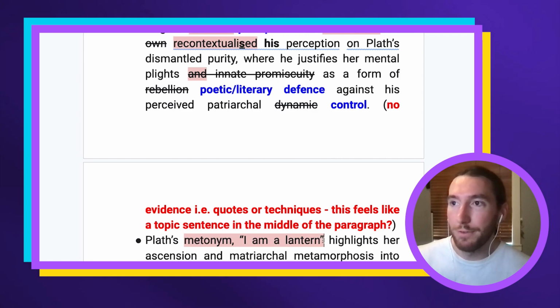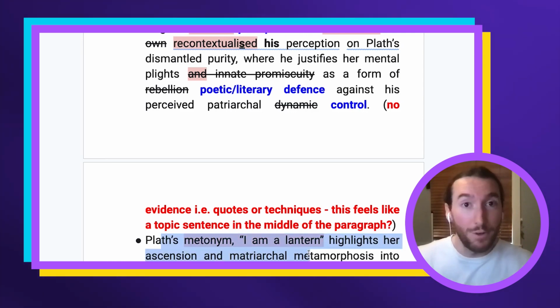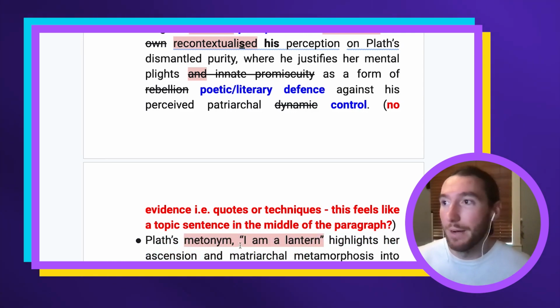We want the quote to flow into the sentence, and we want to make sure we're connecting that technique correctly. Like, "I am a lantern" isn't a metonym. The lantern itself is the metonym. The whole thing is not a metonym. So you need to be careful with how you word that. Fine to start this way as a first draft, but you need to refine that further.